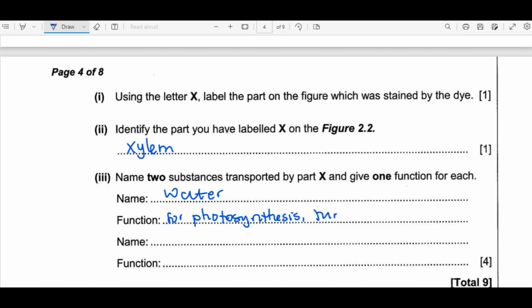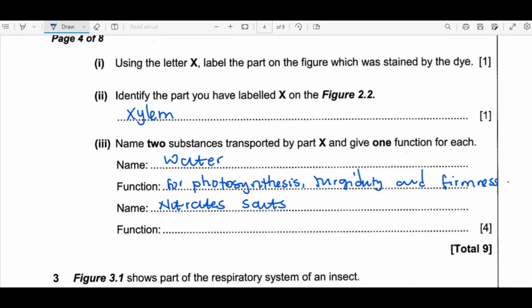Then also turgidity and firmness of the plant. Then the second one, we can use nitrate salts. So nitrate salts contain the nitrogen. So we'll say for synthesis of proteins.